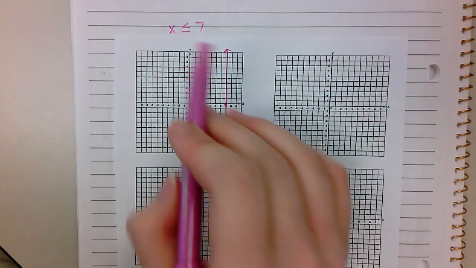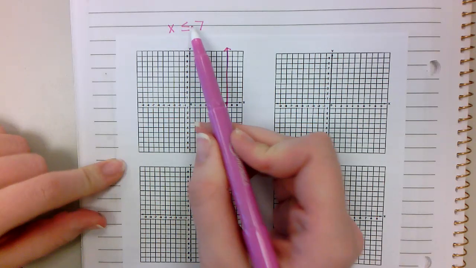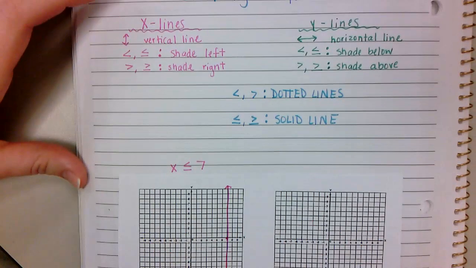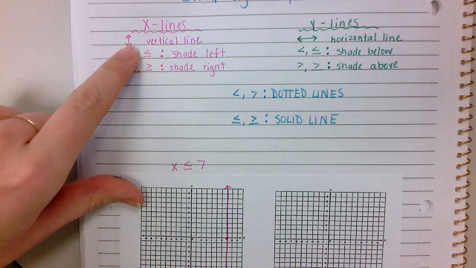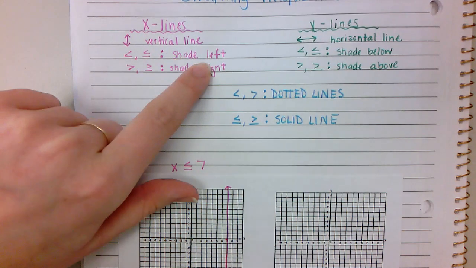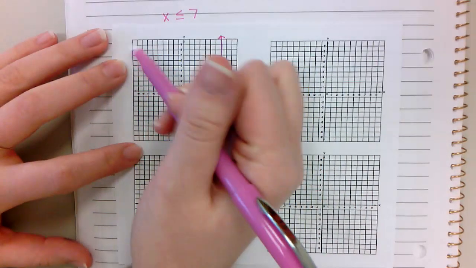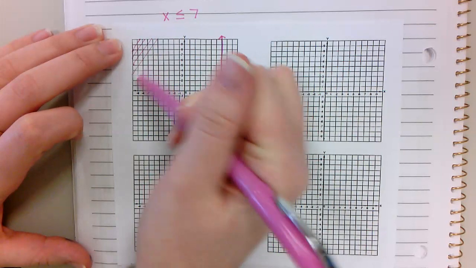Right there. Now, look at which way my symbol is pointing. It's pointing to the left because that is a less than symbol. So if I look up here, we did make a vertical line at the value. If it is pointing this way, we shade left is what it looks like. So all of this gets shaded.